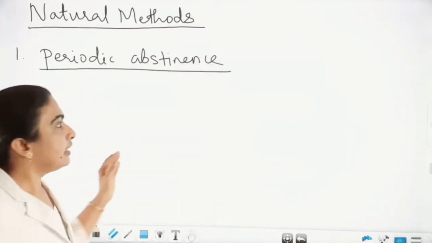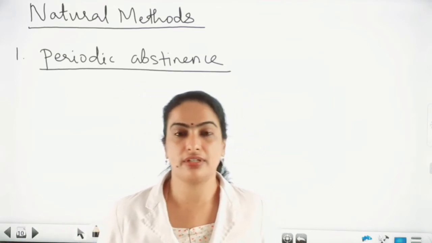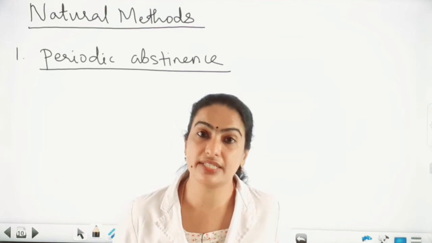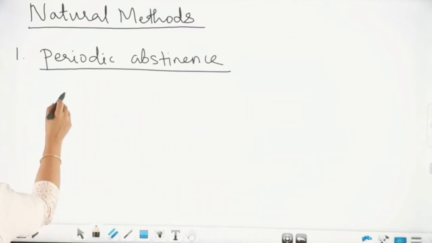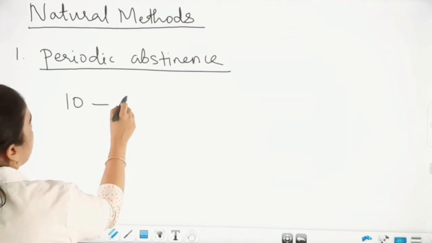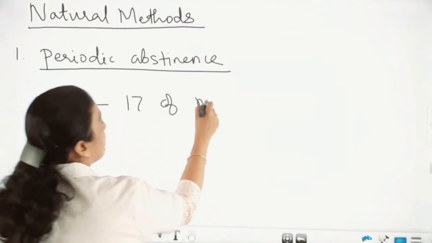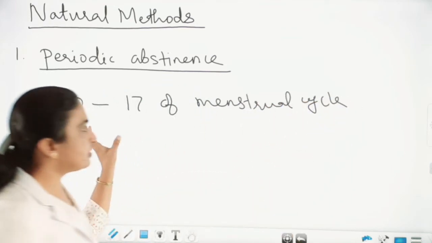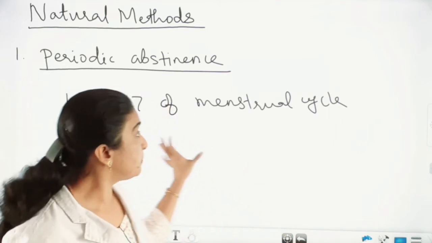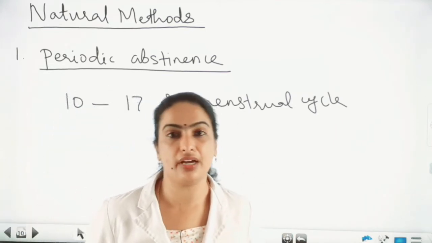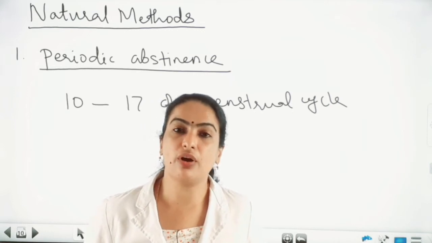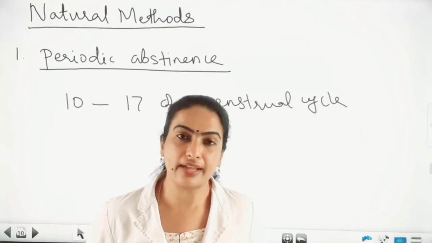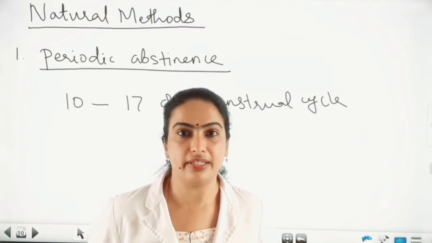It is a method of contraception in which the couple should avoid coitus or copulation from day 10 to 17 of the menstrual cycle, because during this period the chance of fertilization is very high. So avoiding sexual contact during this period can naturally prevent conception. So this is a natural method of prevention of pregnancy. Okay.